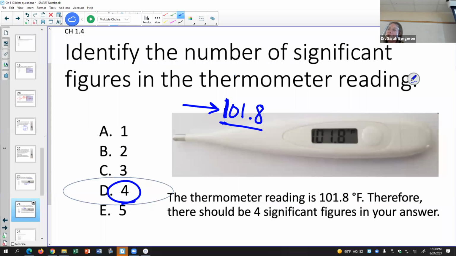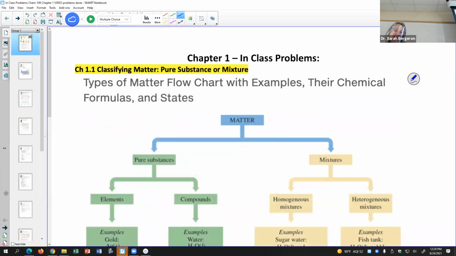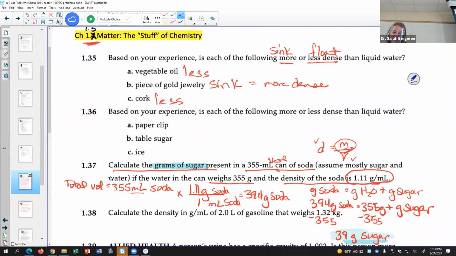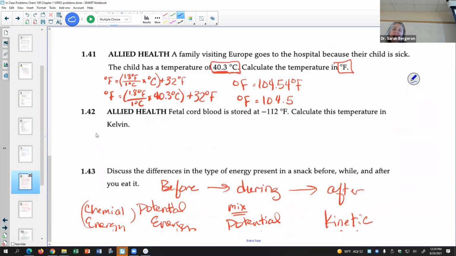Okay, so let's go back to our ICP. Let's do some more problems. I call it the ICP, in-class problems. So if you're like, what is she talking about? Okay, where were we? And I wanted to say this. I think on 1.42, I think we did the division wrong.